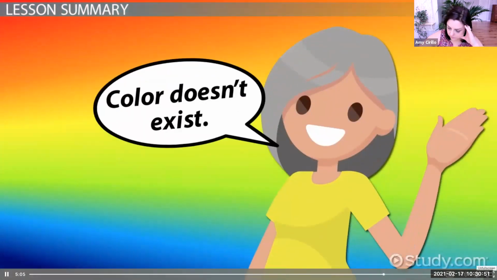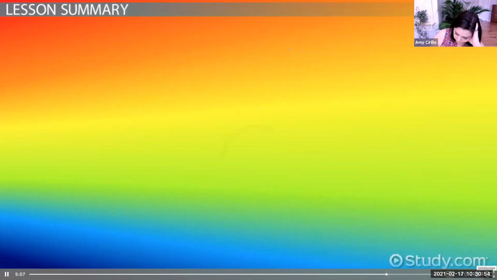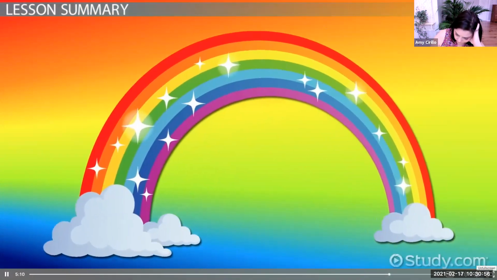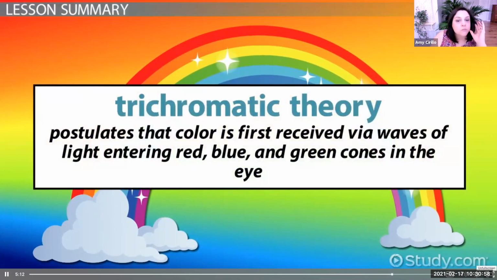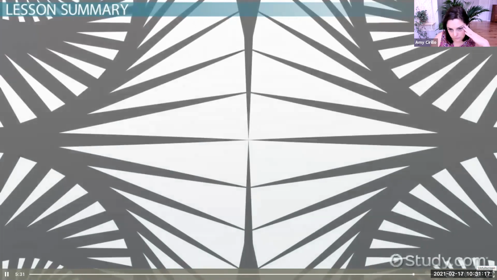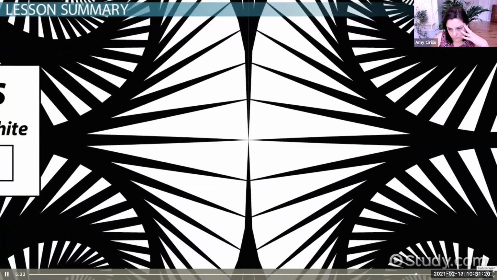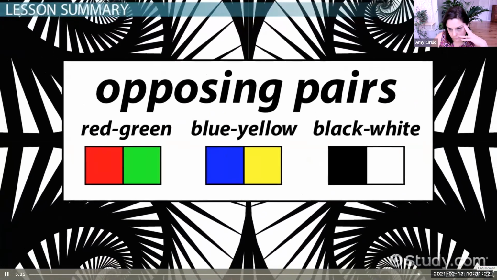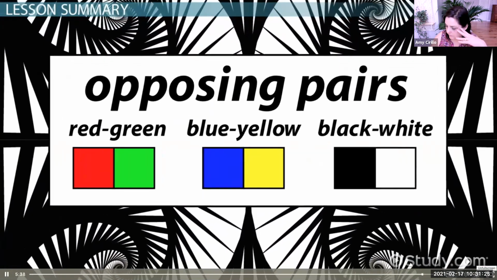Okay, let's take a moment to review what we've learned. The opponent process theory is a model to explain how the mind perceives color, while the trichromatic theory postulates that color is first received via waves of light entering red, blue, and green cones in the eye. The opponent process theory explains how these cones are neurally connected. Opposing pairs consist of two colors that inhibit each other, meaning that color can't be seen in the same space at the same time. It's one or the other. The opposing pairs are red-green, blue-yellow, and black-white.